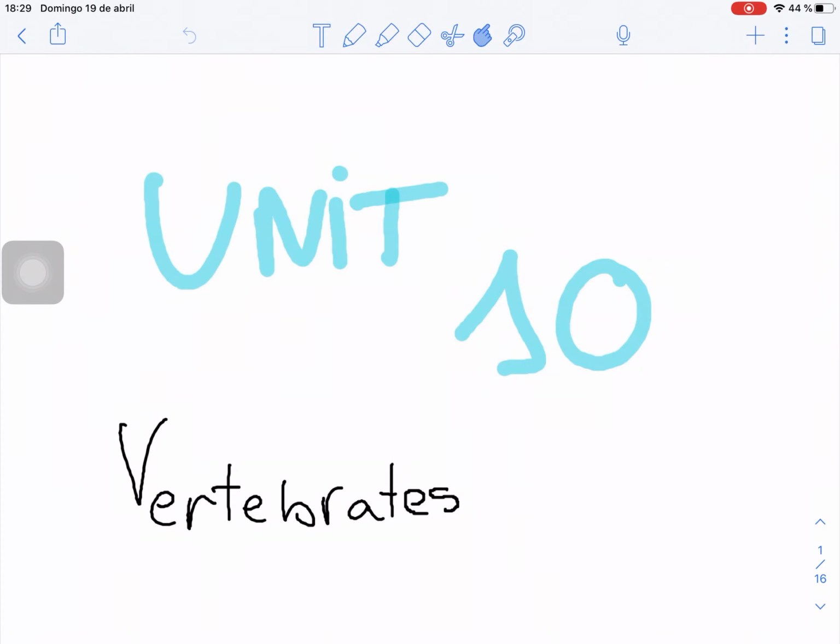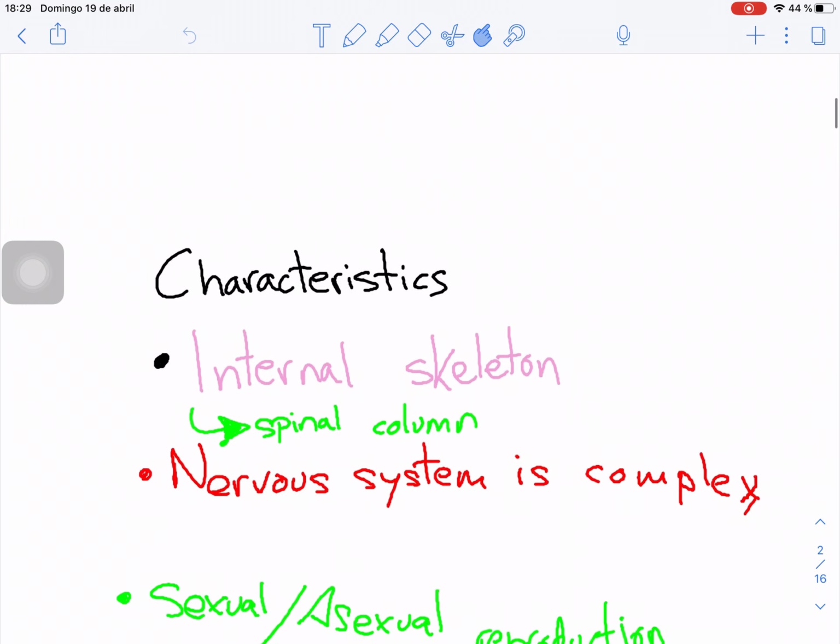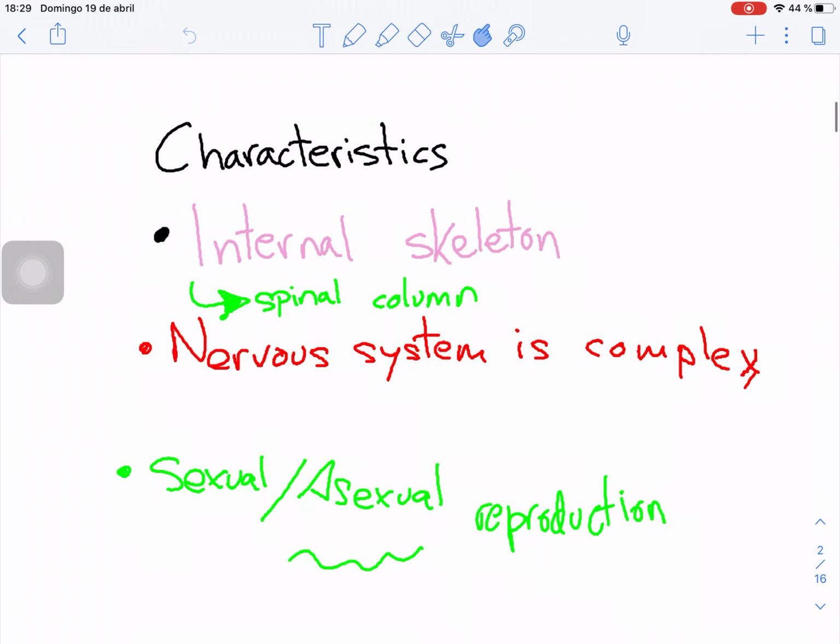Hello pupils, let's start Unit 10, that is about vertebrates. In this unit we are going to see another group of animals. We have seen the invertebrates, now let's see the vertebrates. What are the main characteristics, the more important characteristic of this group?